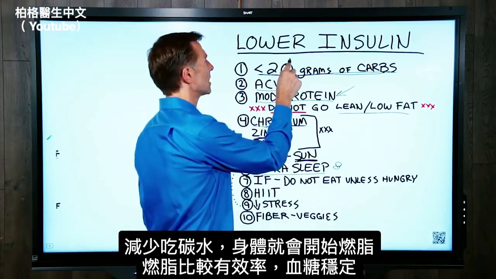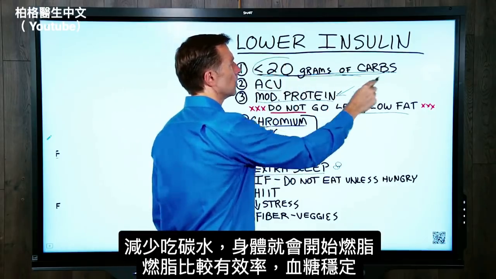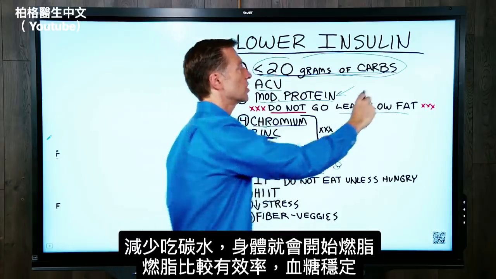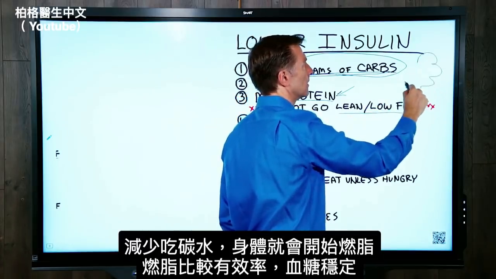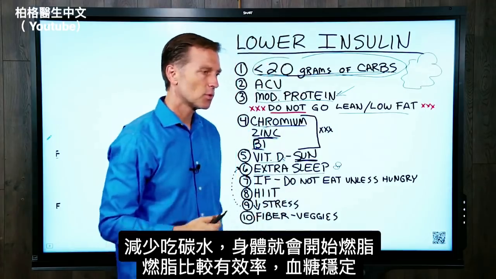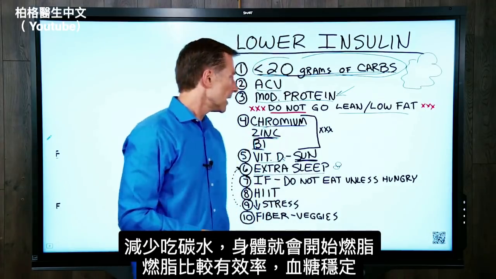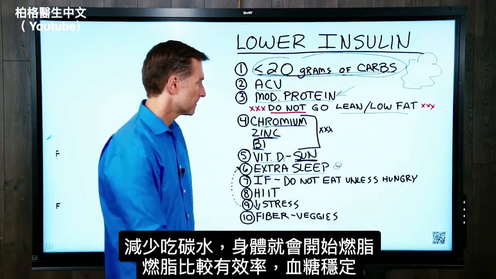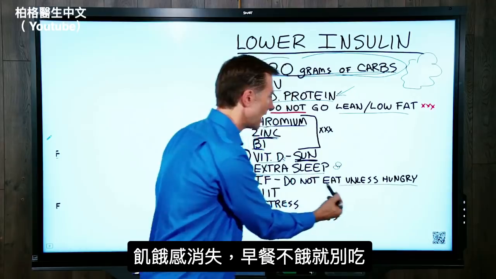When you start reducing your carbs, your body's going to start switching over to fat burning, okay? When you're burning fat, it's a more efficient fuel. Your blood sugars are going to be better. Your hunger is going to go away.